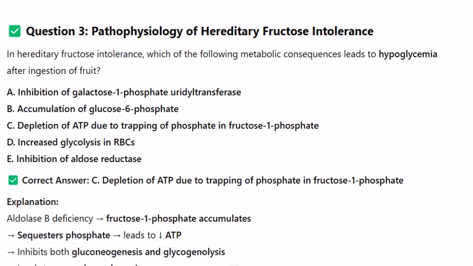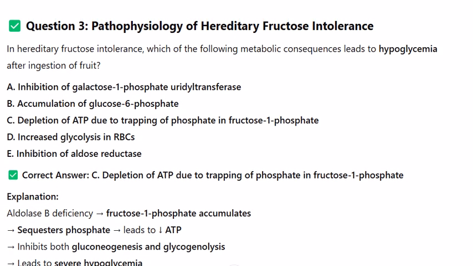Question 3. Pathophysiology of hereditary fructose intolerance. In hereditary fructose intolerance, which of the following metabolic consequences leads to hypoglycemia after ingestion of fruit? A. Inhibition of galactose 1-phosphate uridyltransferase. B. Accumulation of glucose 6-phosphate. C. Depletion of ATP due to trapping of phosphate in fructose 1-phosphate. D. Increased glycolysis in RBCs. E. Inhibition of aldose reductase. Correct answer, C. Depletion of ATP due to trapping of phosphate in fructose 1-phosphate.